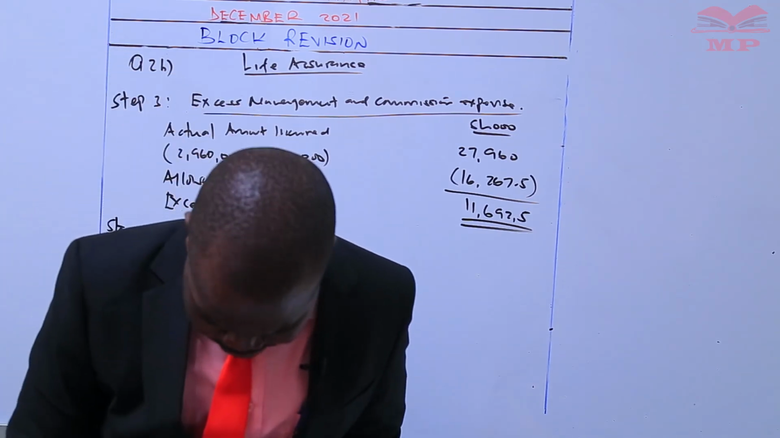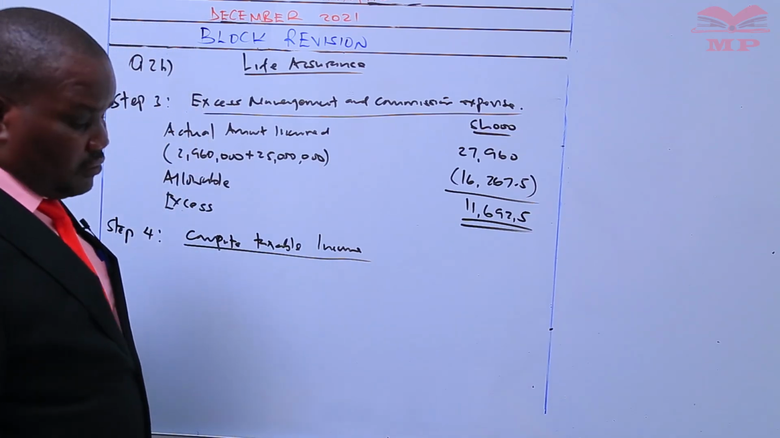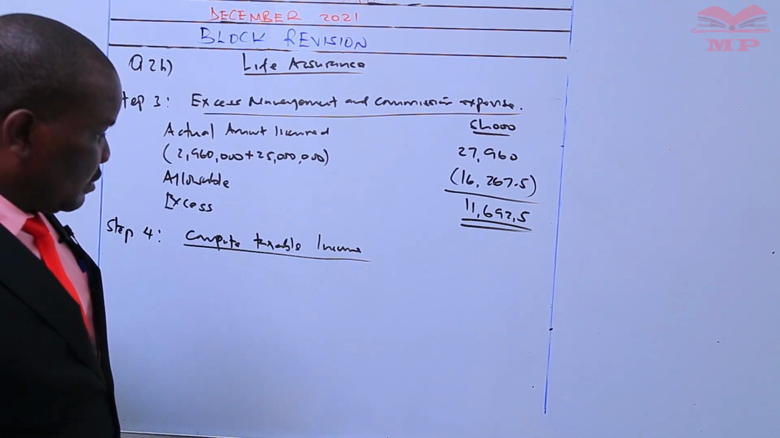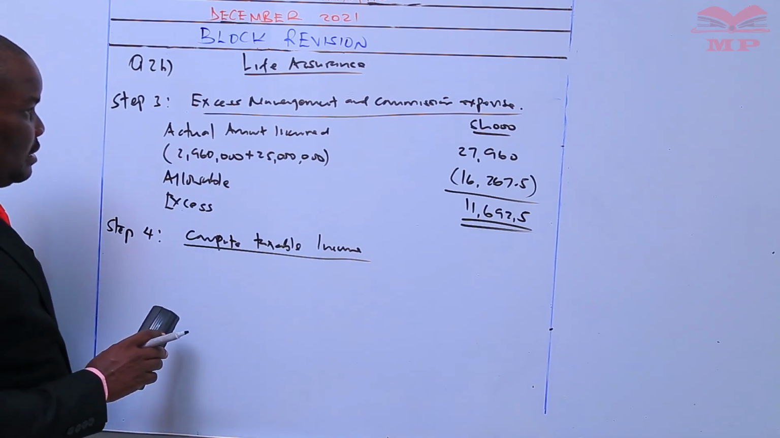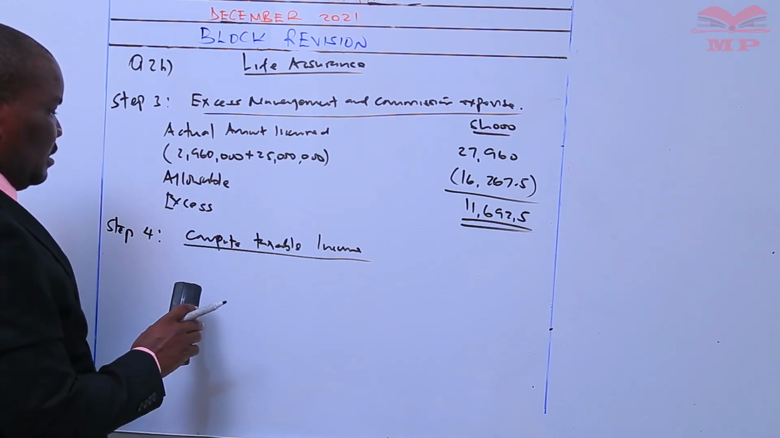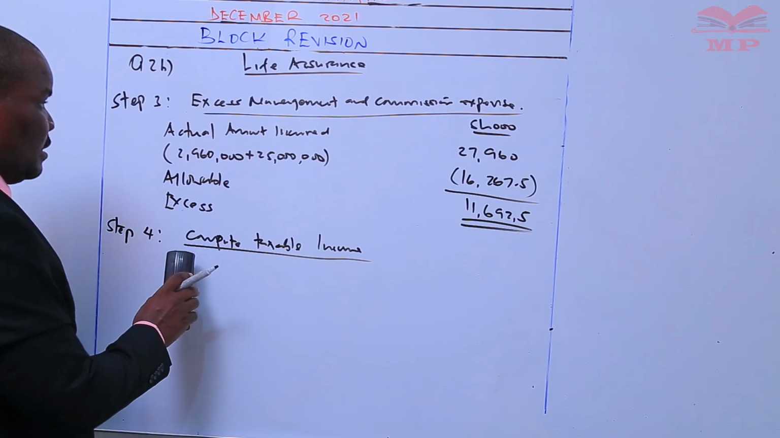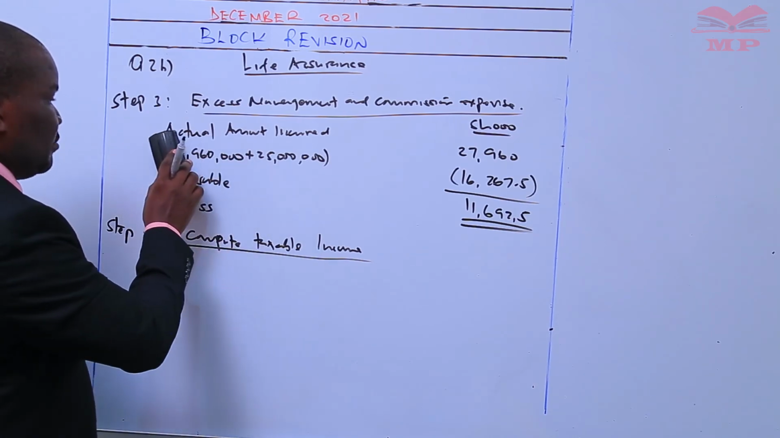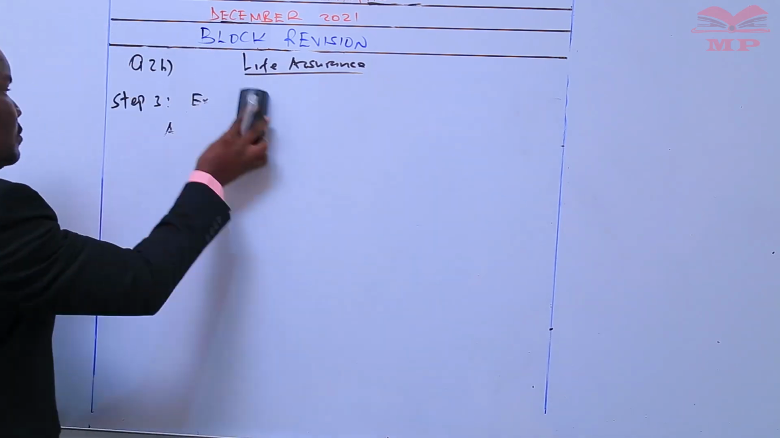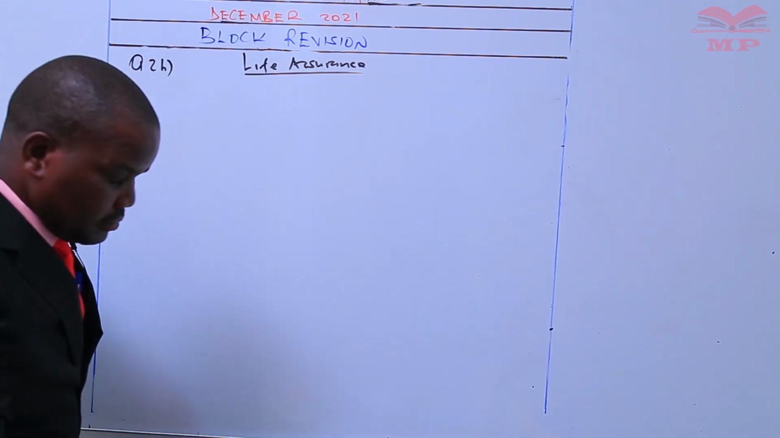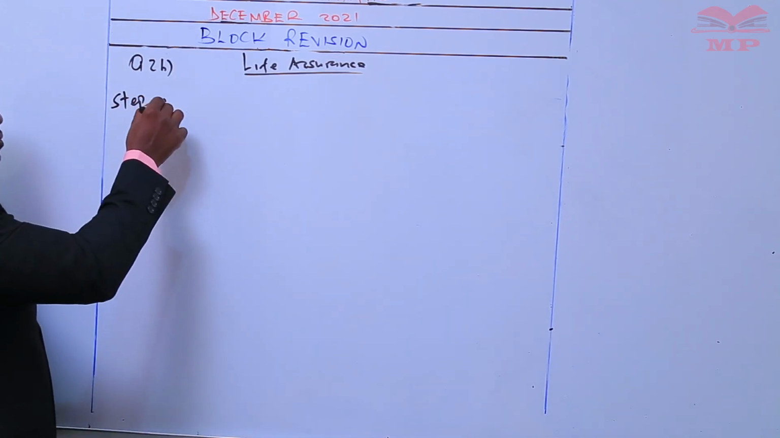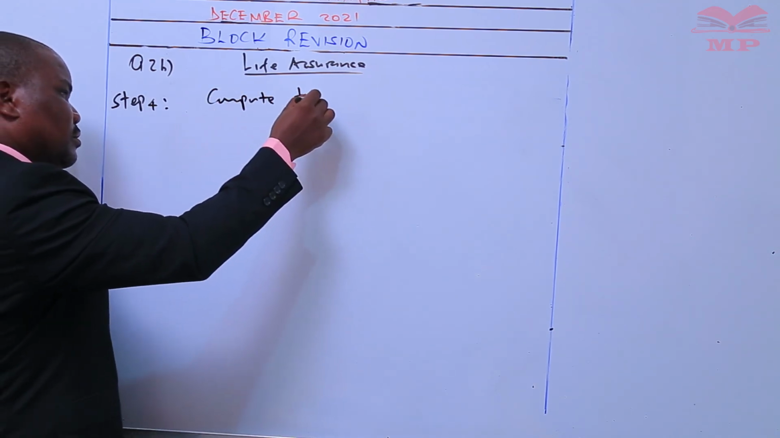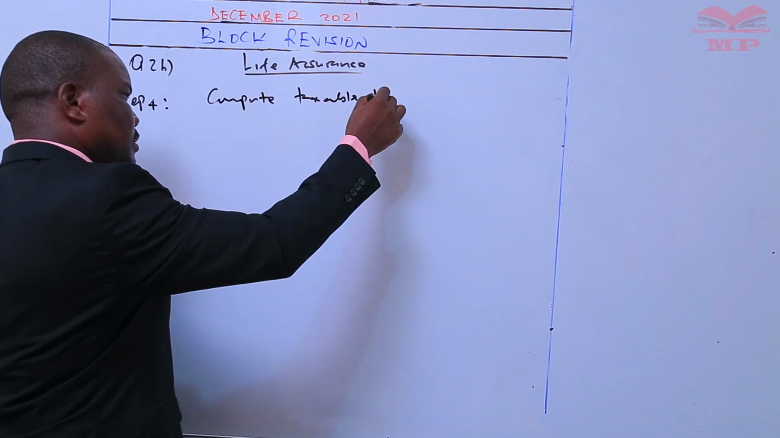One, we have to present it in the form of an income statement. So allow me to rub this, then I prepare an income statement so that we work out the taxable income under life assurance. So we are now in step 4, the last step. Compute taxable income.